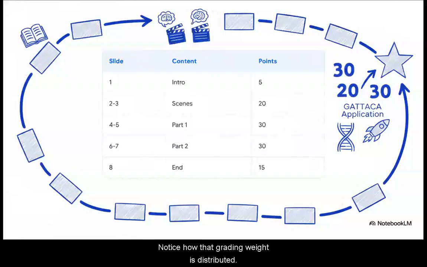Notice how that grading weight is distributed? The absolute core of your project sits right there in the middle, slides 4 through 7. This is where a massive 60 points are on the line, based entirely on how well you explain the theory and apply it to the film.